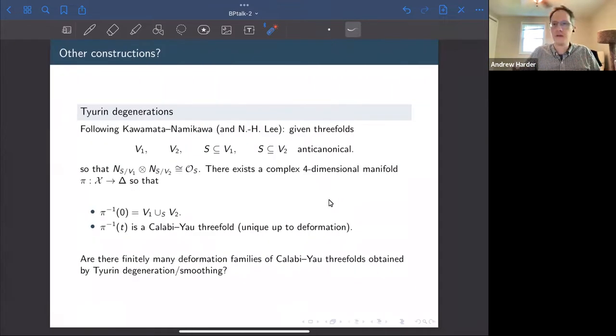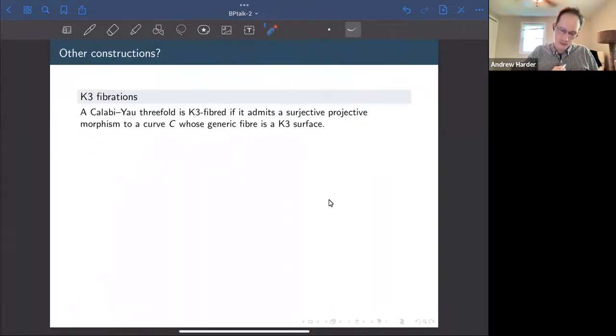So the question, of course, is, can you show that there's a finite number of deformation families of Calabi-Yau threefolds obtained by this Tyurin degeneration or smoothing argument? This is something I have not thought about too much, but I think it's something that's tractable. But it's spiritually related to the question that I want to talk about a bit more, and I'll explain why it's related.